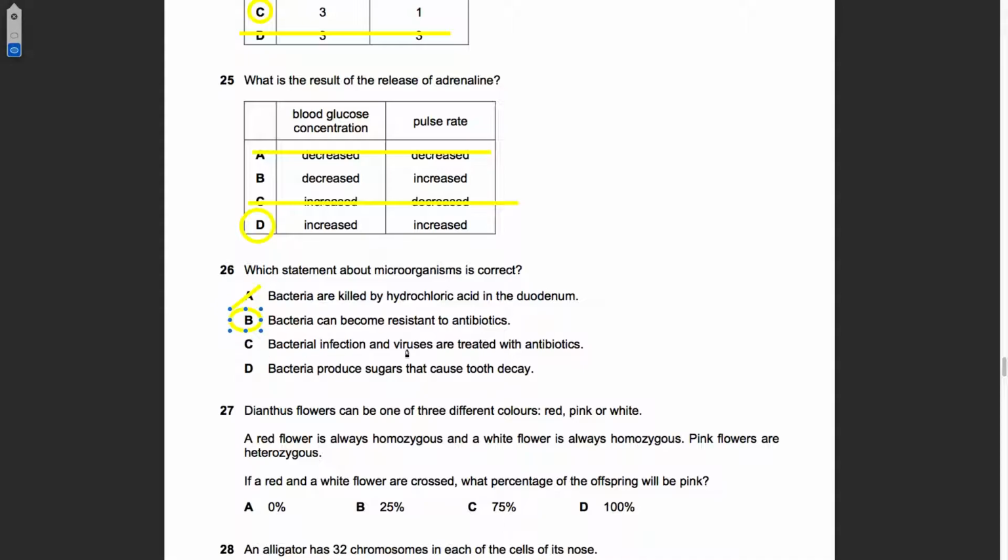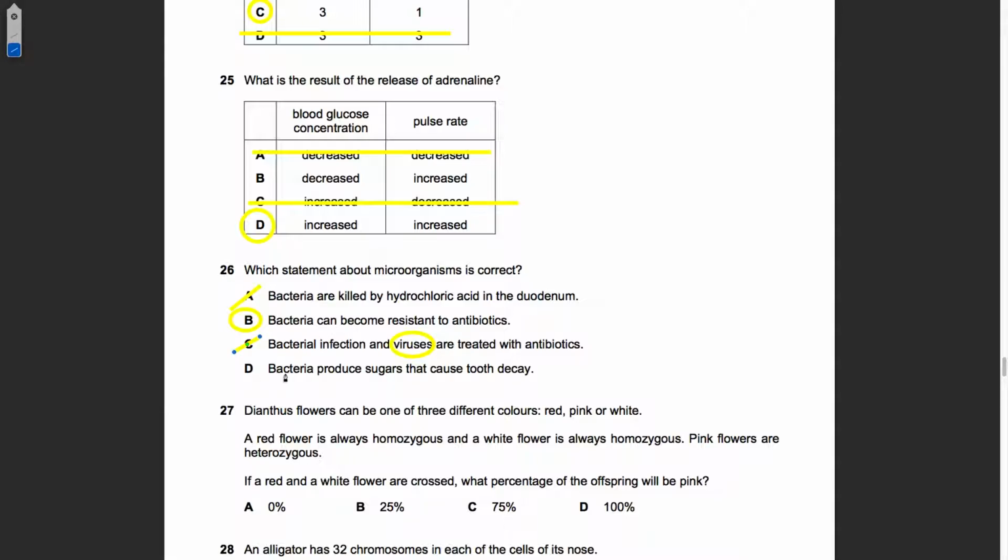Bacterial infection and viruses are treated with antibiotics. Definitely not. You probably know all this anyway, if you ever go to your doctor when you've got a cold, when you've got a cold virus. Absolutely not. You cannot use antibiotics against viruses, only bacteria.